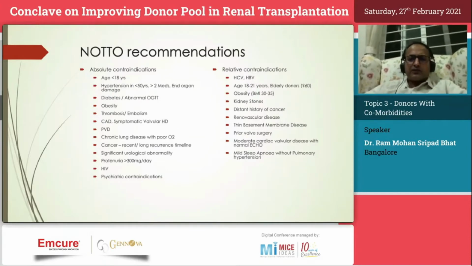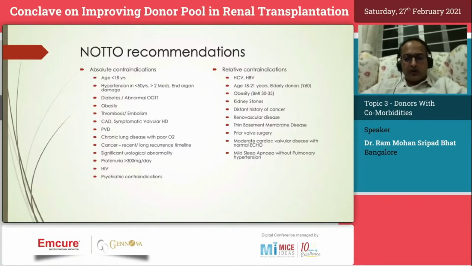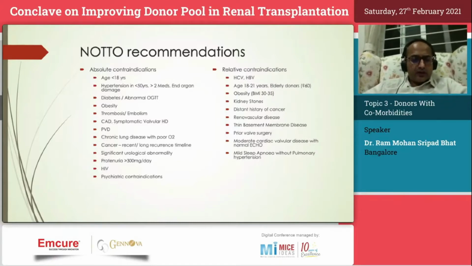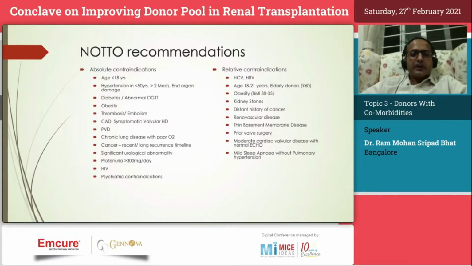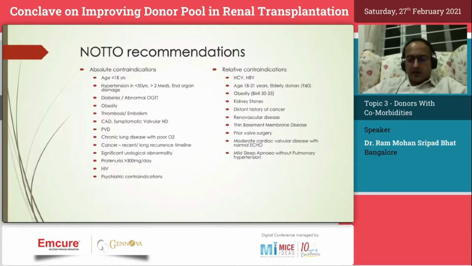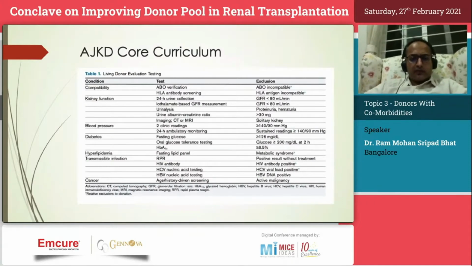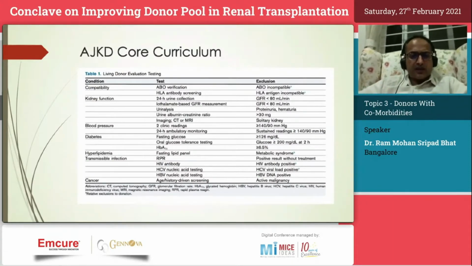When we come to relative contraindications, these are the ones we always work with, and we stretch and get them into the pool if possible. The absolute contraindications are one thing. Among the relative ones, I think diabetes, hypertension, and obesity are the three major things where, if we are able to stretch a bit, we may be able to get a few more donors into the pool. What does the AJKD core curriculum from 2018 say? Pretty much the same thing.